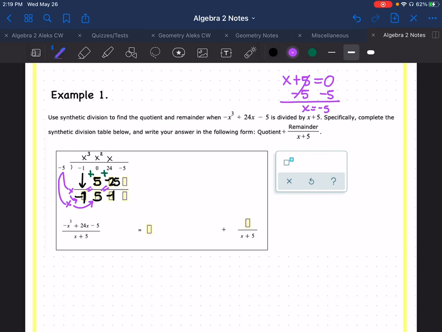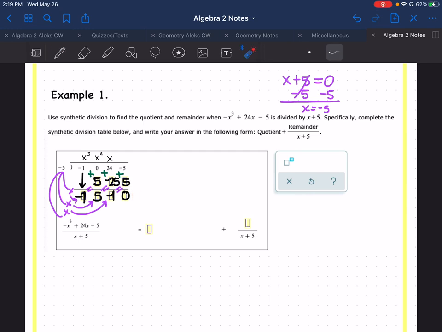I have to repeat one more time because of the last boxes right here. -5 times -1 would be +5. I'm going to add one more time. -5 and 5 is 0. This down here at the bottom is my answer.